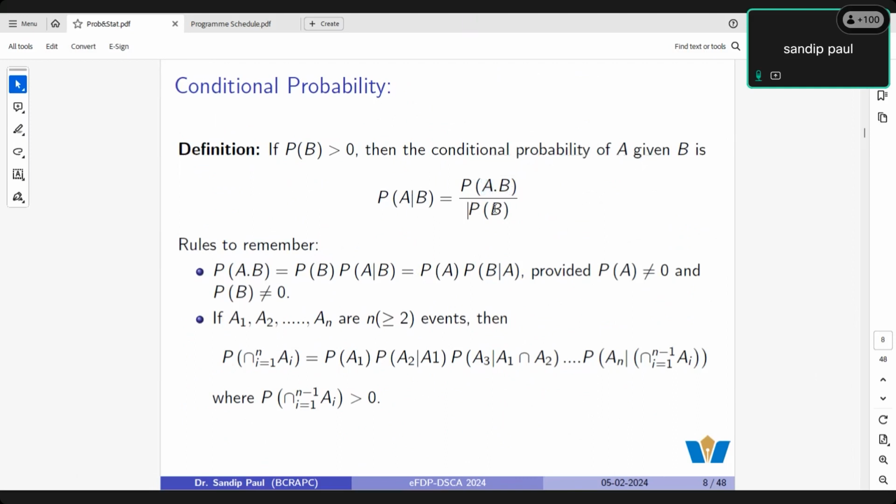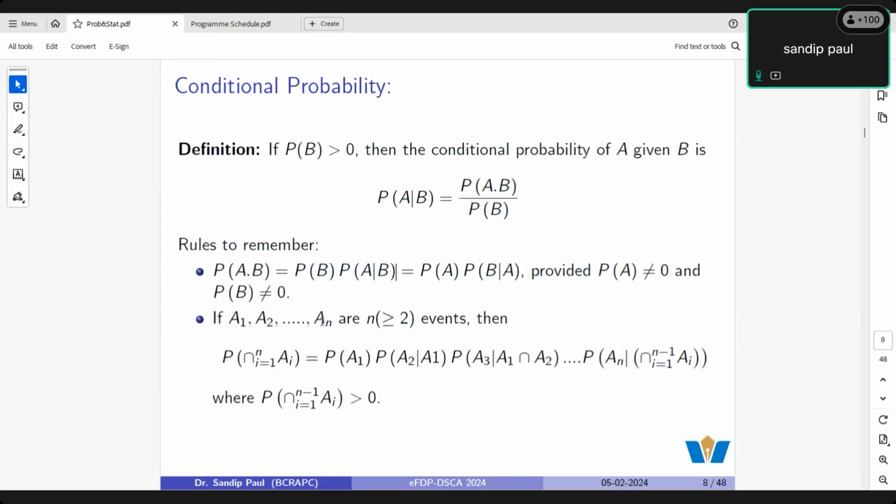But the condition is the denominator cannot be 0, so B cannot be a null event. If it is null, the denominator will be 0. So for any non-null event, we can apply this formula. Now we have to remember from this definition, the probability of getting A and B simultaneously can be written as P of B into P of A given B, or in another way we can write P of A into P of B given A. Both are true, but the condition is that P of A and P of B cannot be 0.